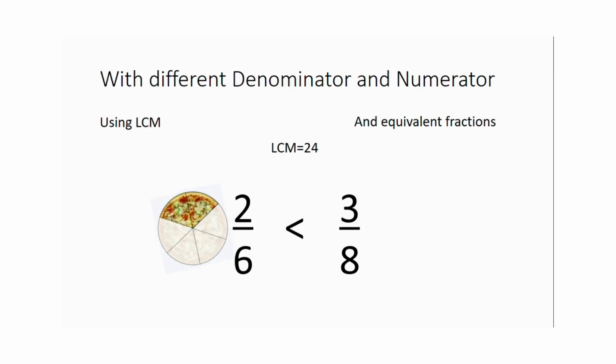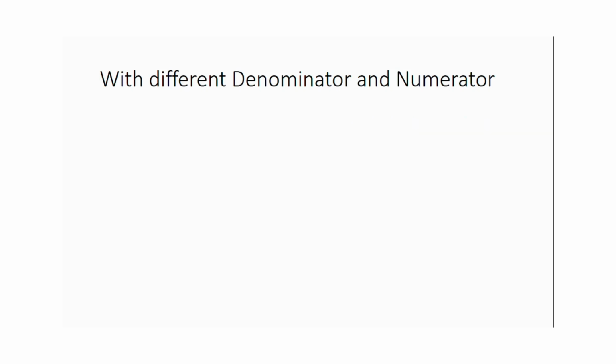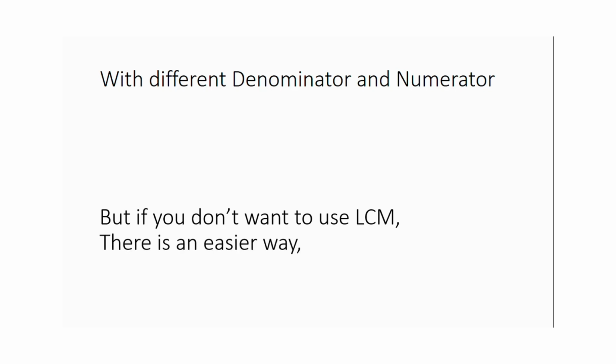And if you want to see the pizza, there it is. Looks like 3/8 is greater. But if you don't want to use lowest common multiple, there is an easier way. It's cross multiply.